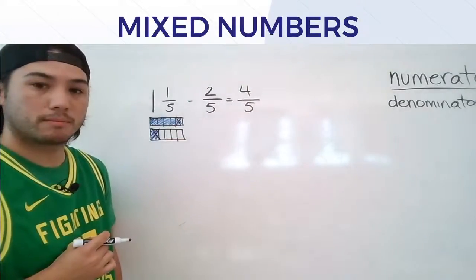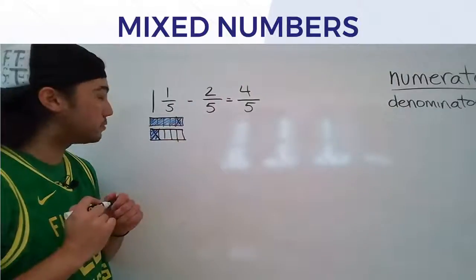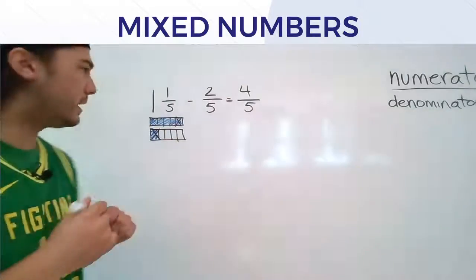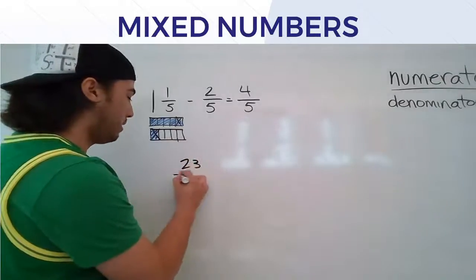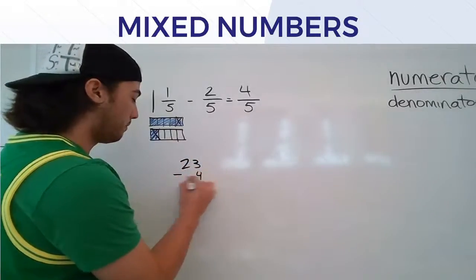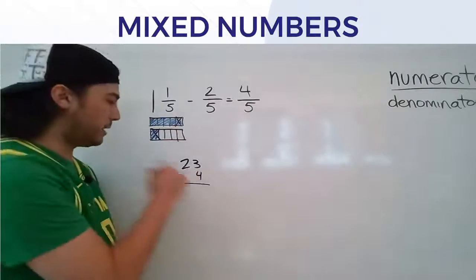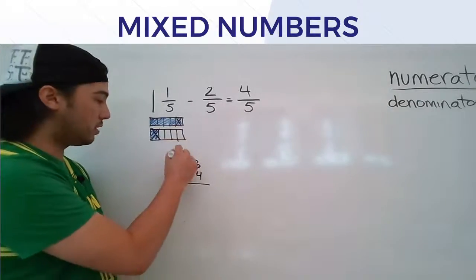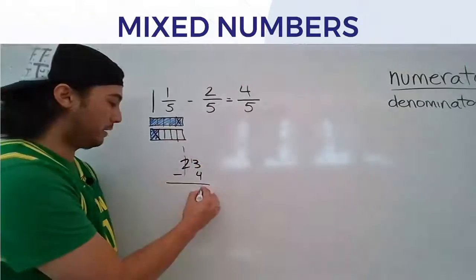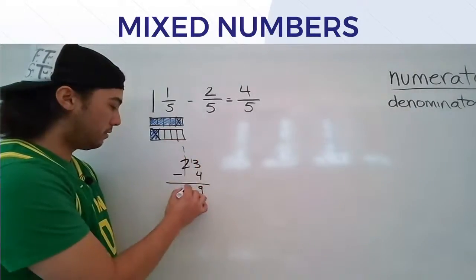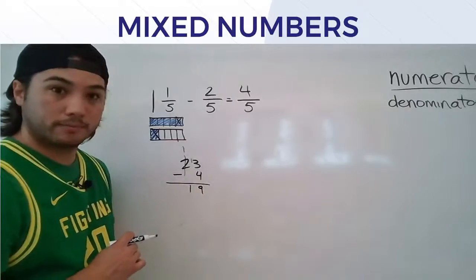Okay? The key with subtraction of fractions, just like if we have subtracting whole numbers, we have something like 23 minus 4, right? We can't do 3 minus 4, so we've got to decompose one of our 10s and then add the 10 ones here to make 13 minus 4 is 9, 10 minus 0 is 10, right?